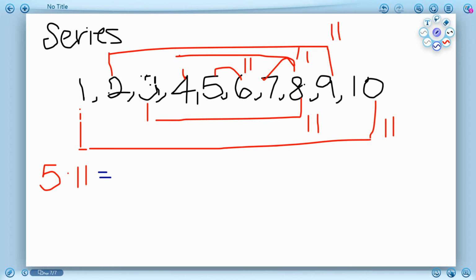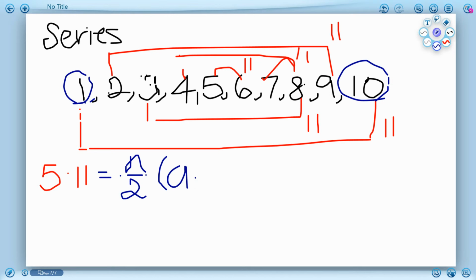So first of all, how did we get 5? 5 is how many 11s we have, right? So we have 10 terms. Now if I pair 2 of them together, I'm just going to have half of whatever the number of terms is. So I have 10 terms, which is our n. I'm going to half it. So that's how I got 5. I got the number of terms, and then I'm going to divide it by 2. Now how did I get 11? I did the first term, which is a sub 1, plus the last term. And the last term may vary, so I'm just going to put a sub n.